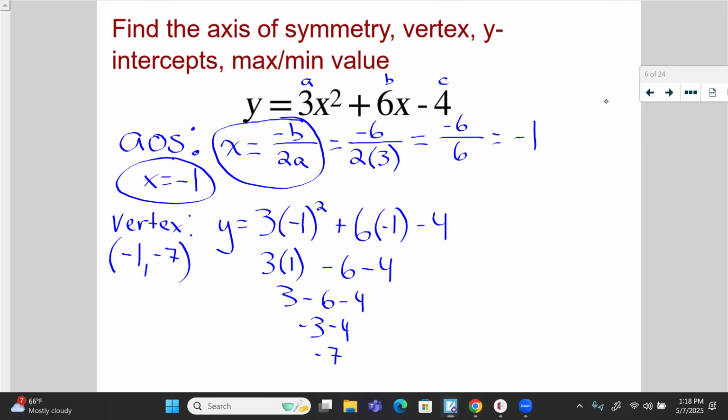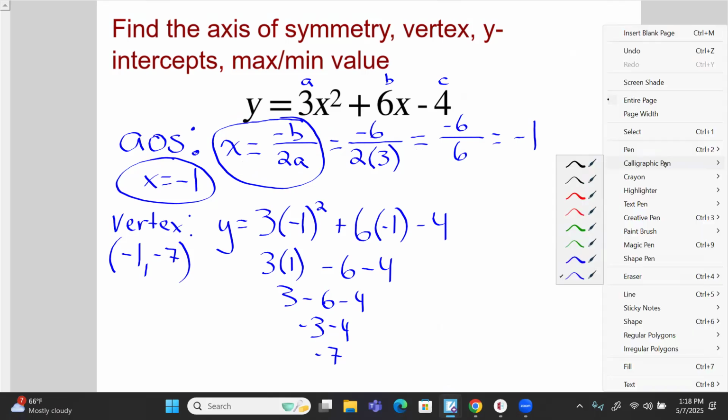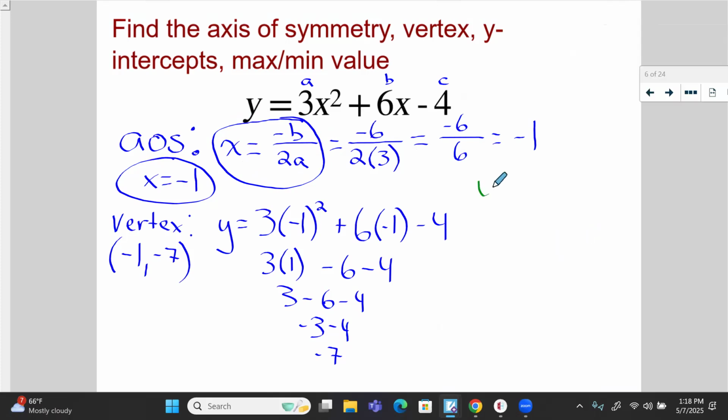Next thing we're going to find is our y-intercept. Remember, if you remember from earlier, our y-intercept is the c value. And if you look, our c value is negative 4. So our y-intercept is 0, negative 4.